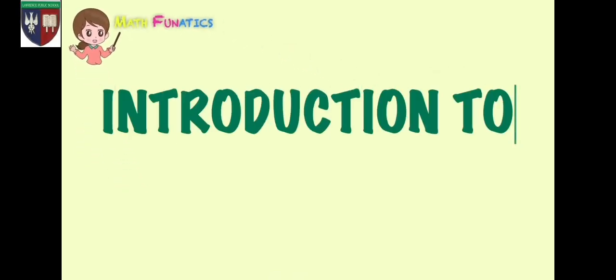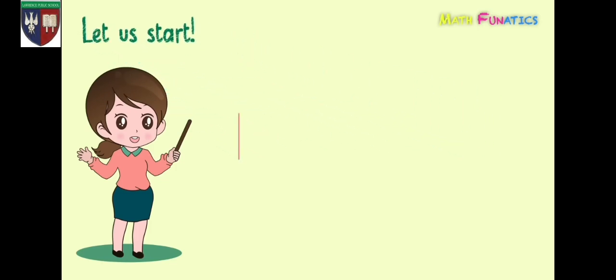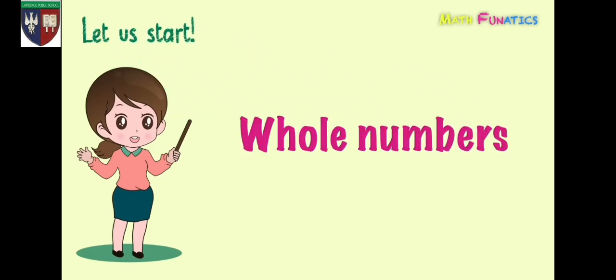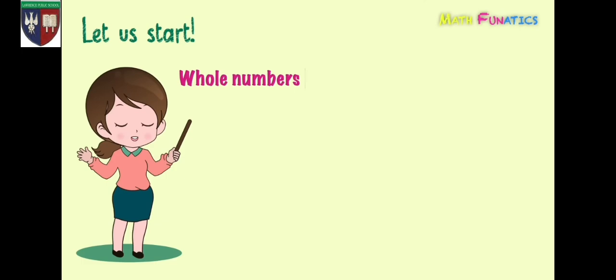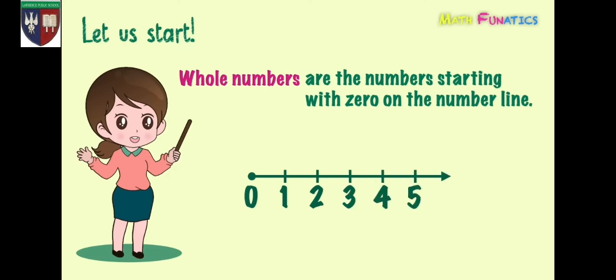In this video, we'll be learning about integers. To learn what integers are, we need to start with the whole numbers. Let us recall what we basically know about whole numbers. Whole numbers are simply the numbers starting with a 0 on the number line. So, we have 0, 1, 2, 3, 4, 5, and continue all the way to infinity.